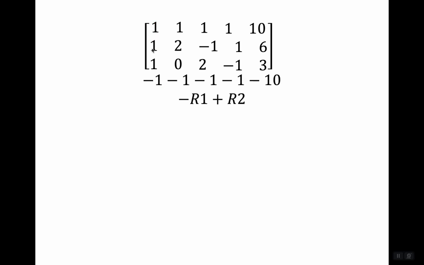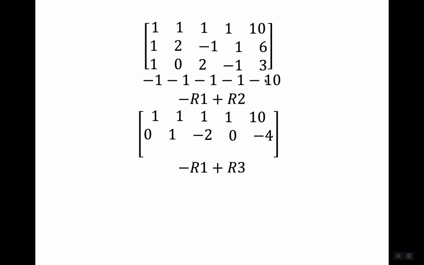That's what the opposite of row 1 looks like: -1, -1, -1, -1, -10. Add that to row 2. 1 plus -1 is 0. 2 minus 1 is 1. -1 plus -1 is -2. 1 plus -1 is 0. And 6 minus 10, that's -4. So here's what row 2 is going to look like: 0, 1, -2, 0, -4.